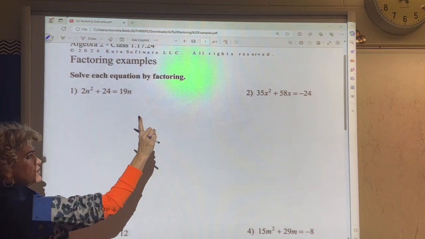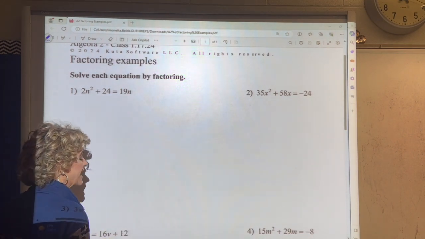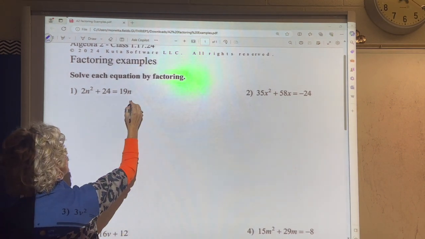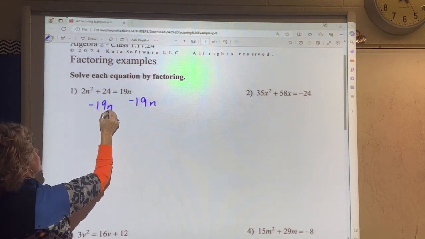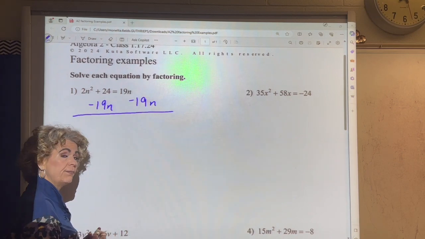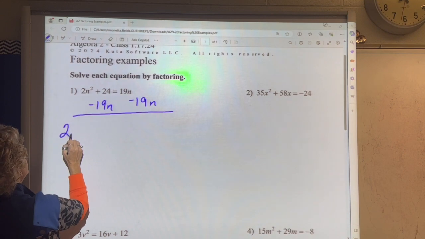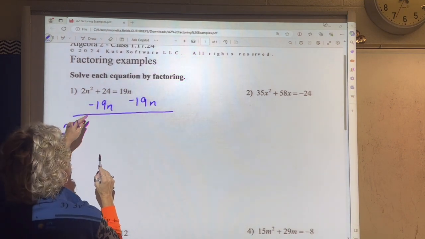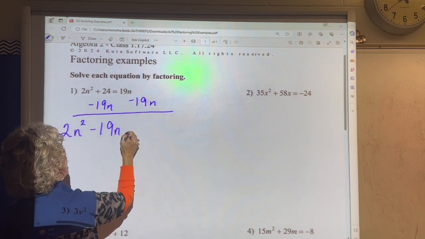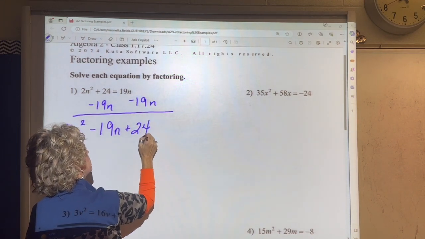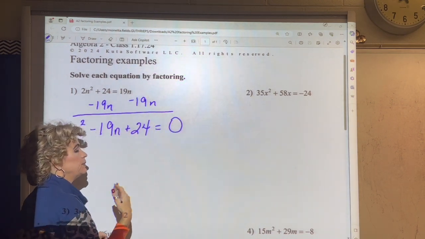So here we go. This one right here, first thing we do is we get it equal to 0. To do that, I have to subtract 19n from both sides. And remember, what I do to one side, I do to the other. And again, we always combine like terms if we have like terms. We have 2n squared, that is our quadratic term. We have minus 19n, which is our linear term, and then a positive 24. Equals, because we do have our equal sign, 0. We have completed our first step.